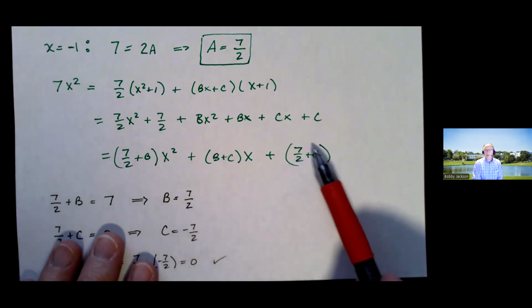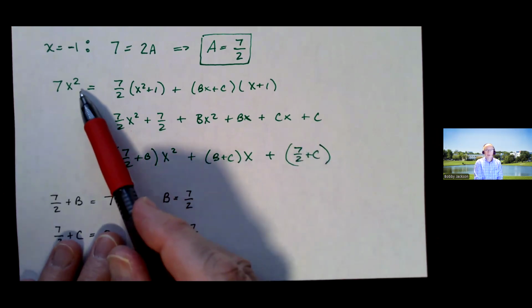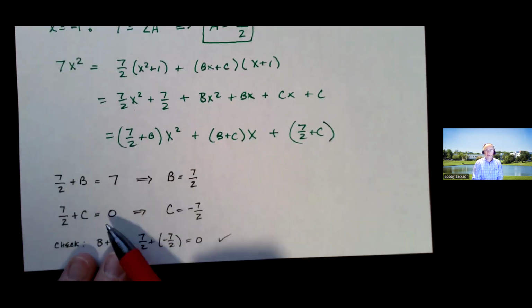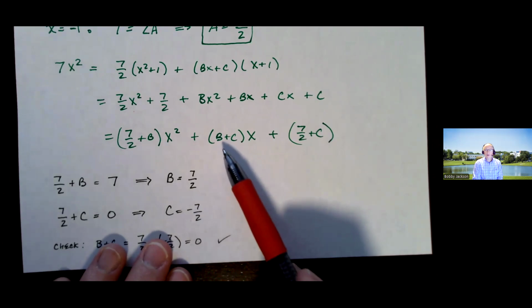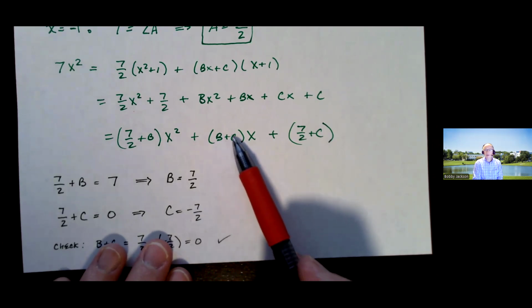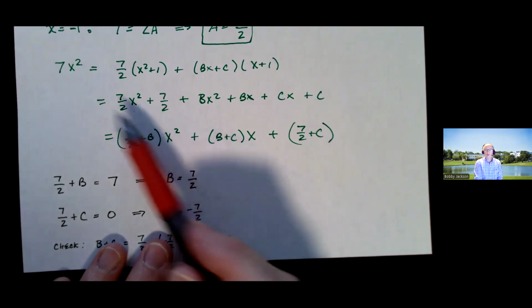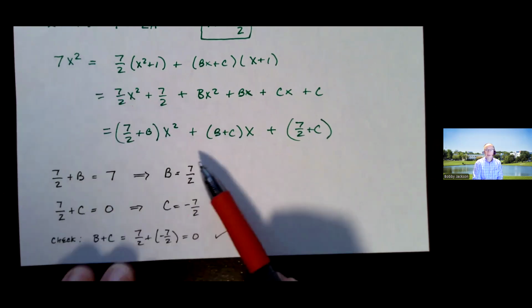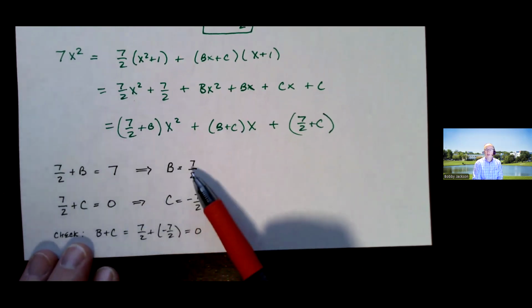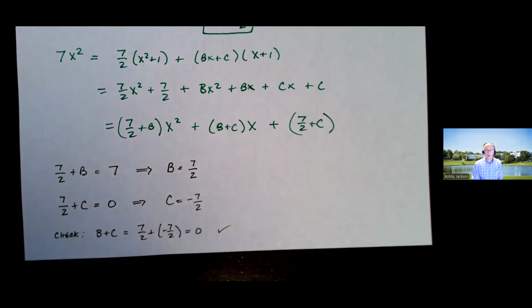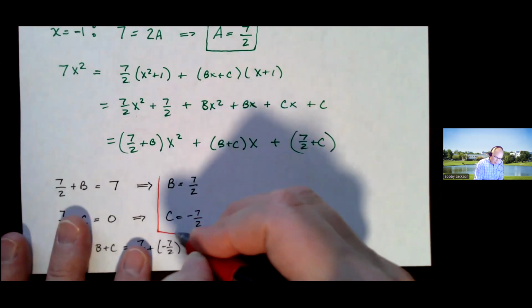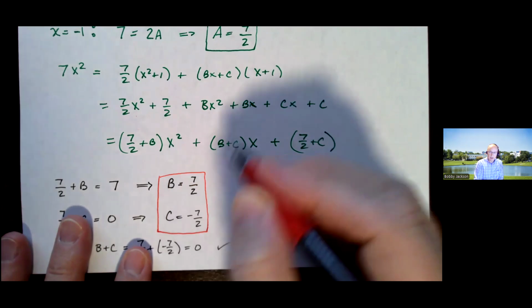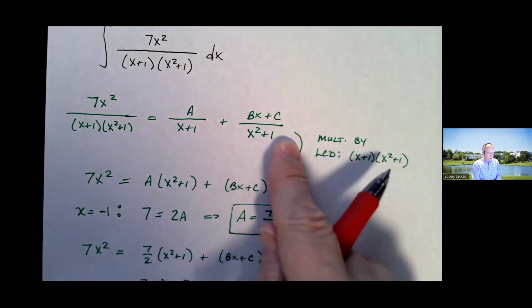Notice 7 halves plus C is our constant term. The constant term here is 0. So 7 halves plus C must be 0. So therefore C is negative 7 halves. And just as a little check, what must B plus C be? That would have to be 0 because the coefficient in front of x over here is 0. And that works because if I do B plus C, 7 halves plus a negative 7 halves, I get 0, and it all checks. And so I have the values of B, C, and A. I can now plug those in here and integrate those.